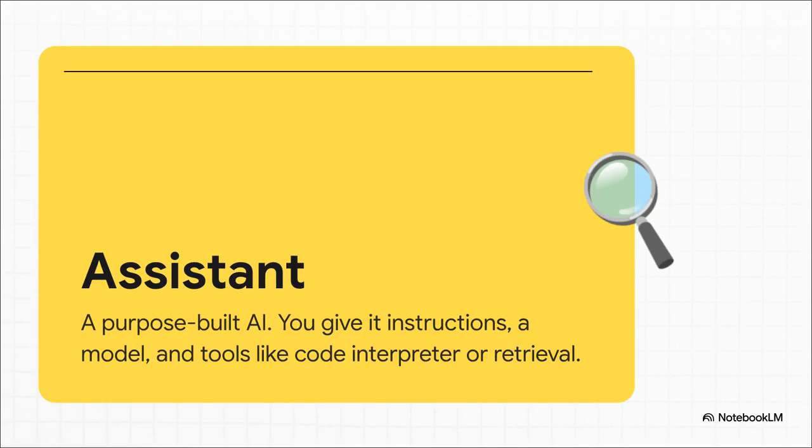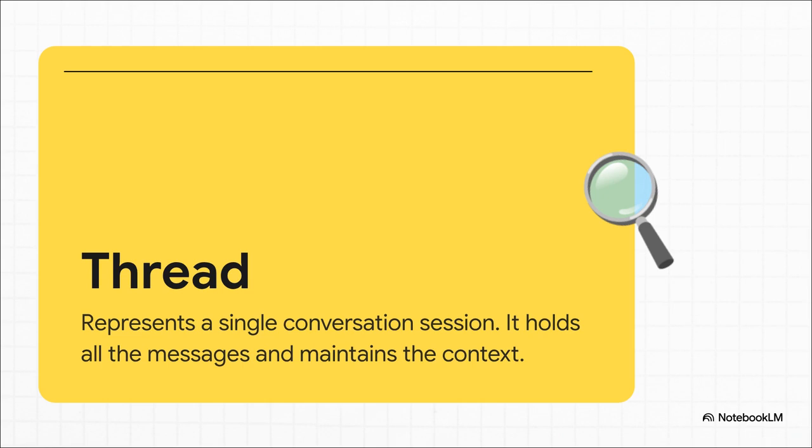The whole process kicks off when you create an assistant. Think of this as defining its personality and its job. You give it instructions, you pick a model for its brain, and you can even give it special tools like a code interpreter or the power to read through files that you upload. Then, every conversation that the assistant has takes place inside something called a thread. A thread is basically just one continuous conversation.